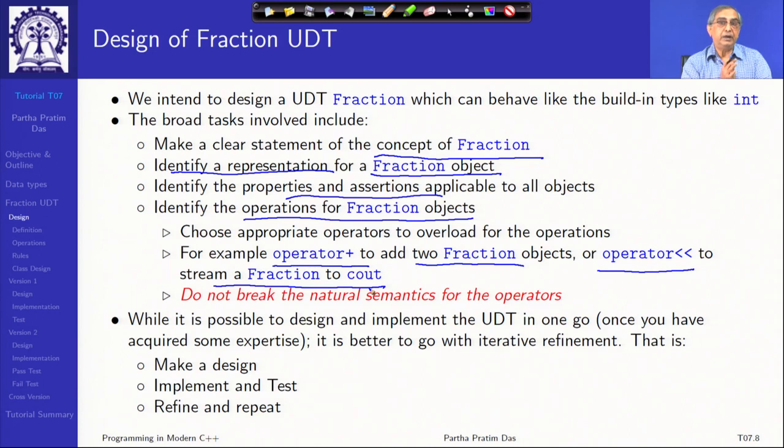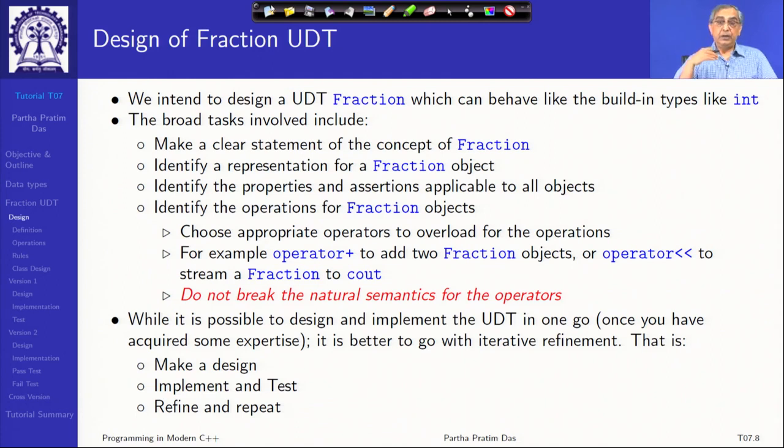So, when we talk about string type UDT, which is there in the standard library, we say that operator plus basically means concatenation, and certainly some operators may not be defined for a certain UDT, like for a string type operator minus probably does not make much sense. Now, the question is how should you go about doing the design?